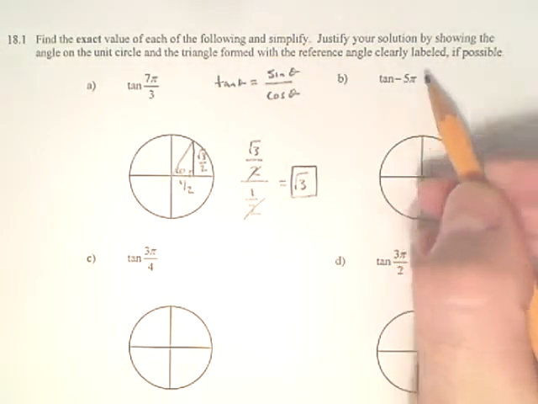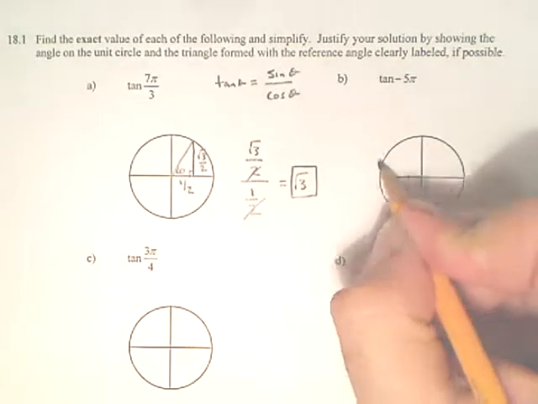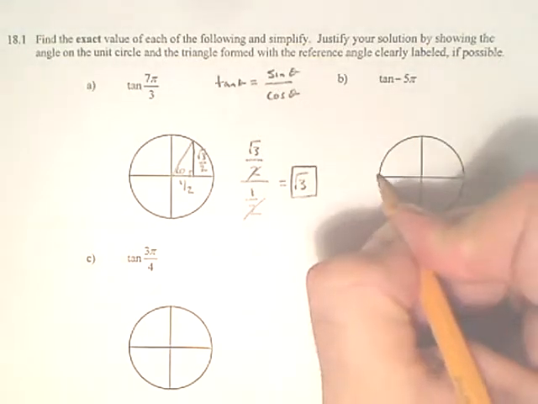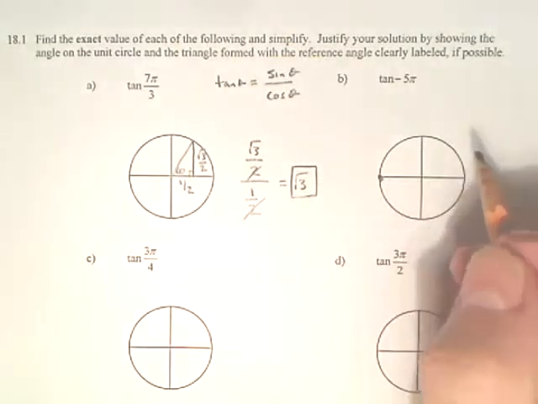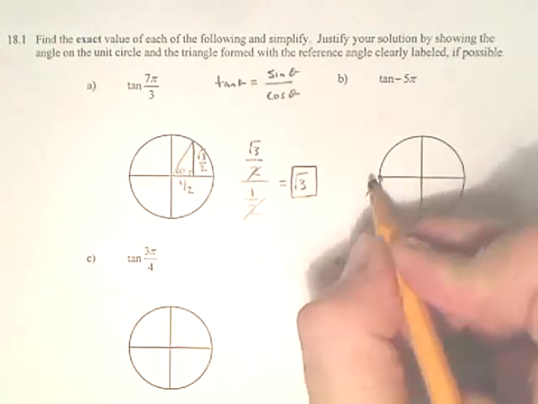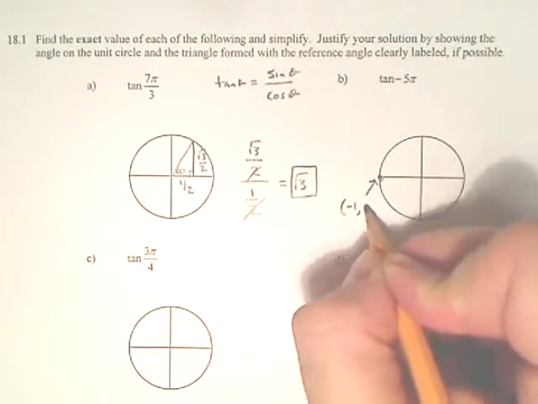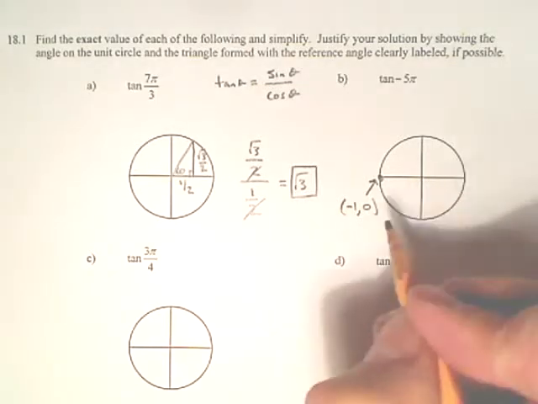On B, go to negative 5 pi, so heading in this direction. Here's negative 1, 2, 3, 4, 5 pi is located here. This does not require a triangle or a reference angle. That coordinate point is key to our solution. First identify that coordinate point, negative 1, 0.